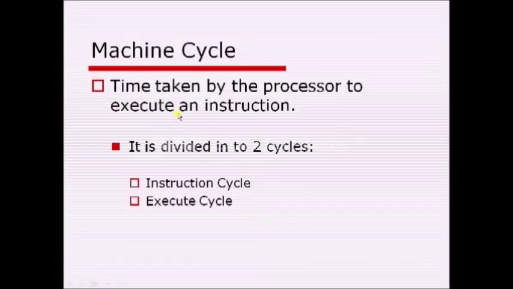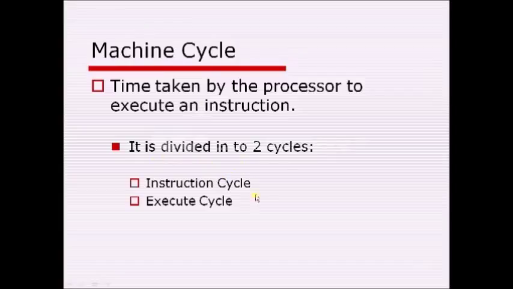Machine cycle is the time taken by the processor to execute an instruction. The controller might support any number of instructions, and some might be 1 byte, some 2 byte, and some 3 byte. Here, the time taken by the processor to execute a 1 byte instruction is nothing but a machine cycle.